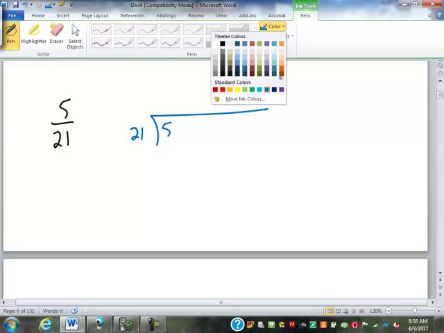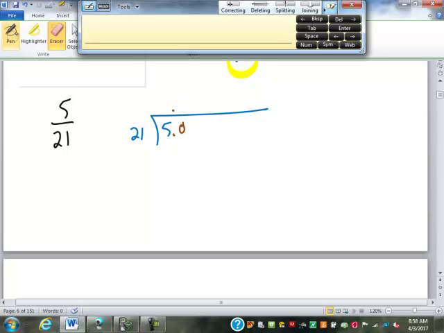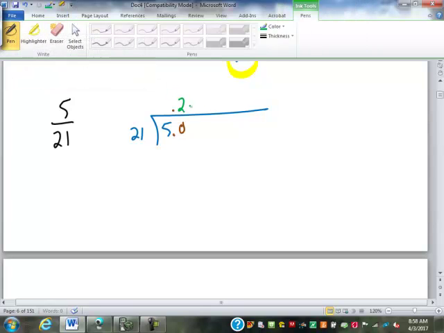So this is 5 divided by 21. Put in the decimal point, add a 0. 21 goes into 50 twice. So that's 42. There's 8 left over.